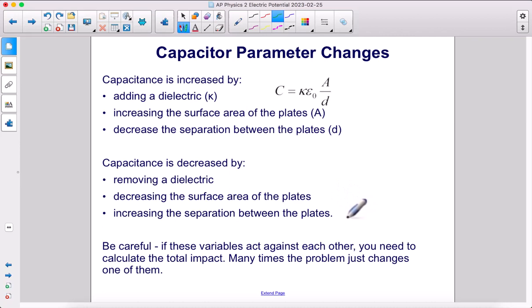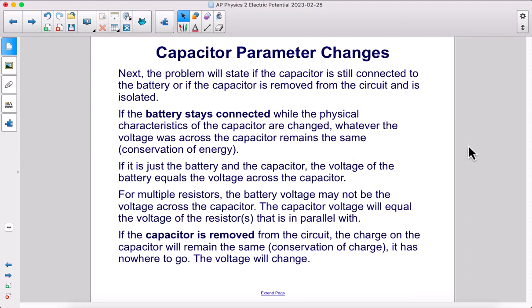Be careful. If these variables act against each other, you need to calculate the total impact. Many times the problem just changes one of these characteristics. Next, the problem will probably state that the capacitor is either still connected to the battery or the capacitor was removed from the circuit and is isolated. If the battery stays connected while the physical characteristics of the capacitor are changed, whatever the voltage was across the capacitor remains the same. That's conservation of energy.